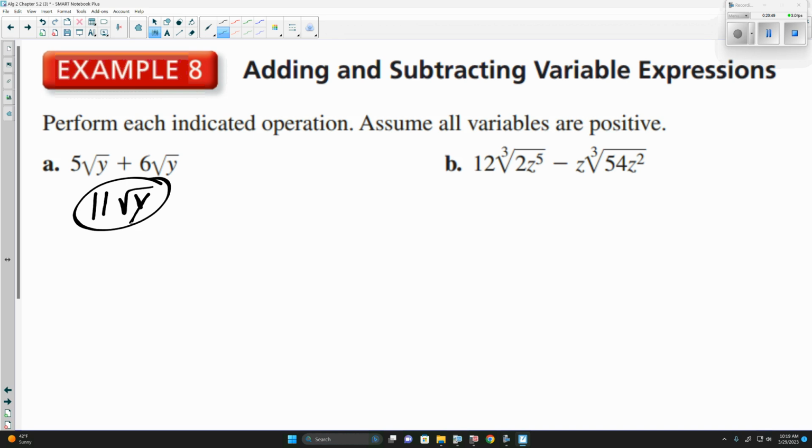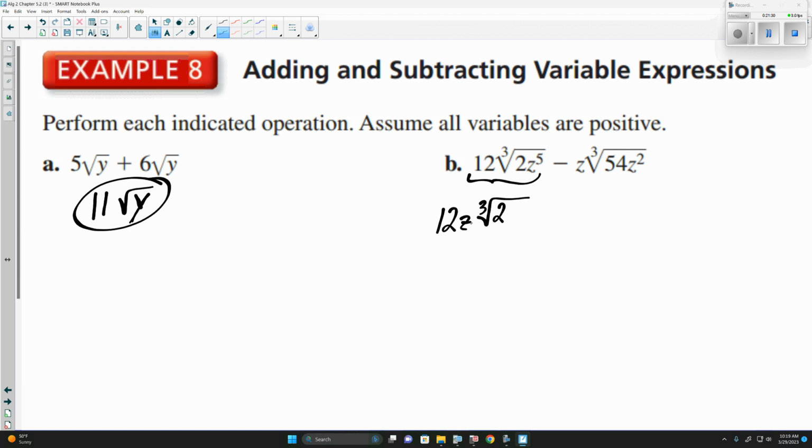B is the exact same thing, but we need to get the radicals to be the same. So if we look at the first one, 12 cubed roots of 2z to the 5th. So 12, yes, we are going to need to get to the 54. Now, can we take the cubed root of 2? No. Now, z to the 5th, is the exponent bigger than our index? Bigger, so it needs to be simplified. How many groups of 3 can we take away from z to the 5th?